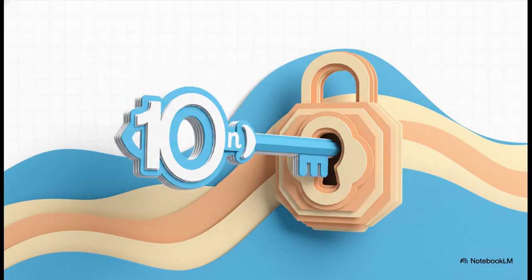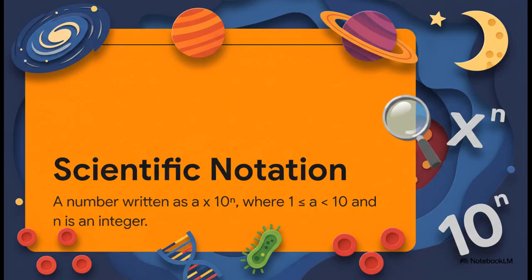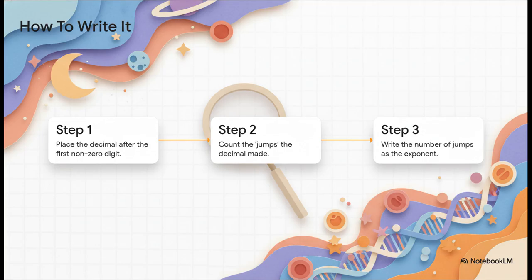Well, there is, and it's called scientific notation. And honestly, you can think of it like a secret code for these massive and tiny numbers. It's way cleaner and way more efficient. Okay, so the official definition might look a little intense, but trust me, the idea behind it is super simple. All we're doing is taking any number and packaging it up neatly using a power of 10. So, how do we do it? It's literally just 3 easy steps.